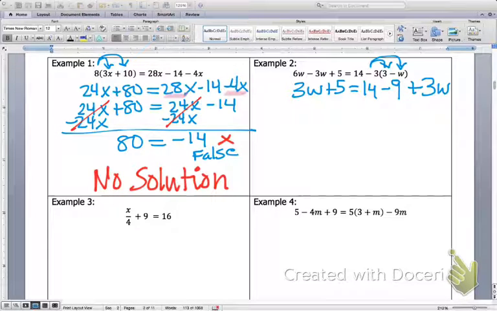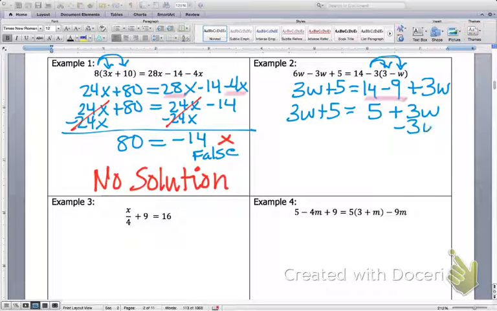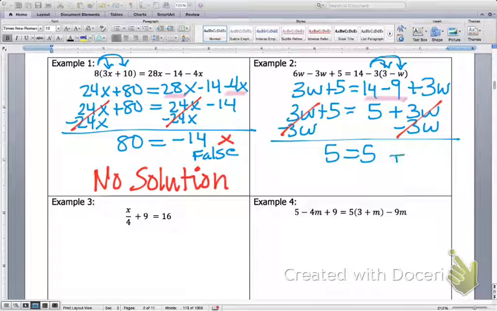Now we're going to go ahead and combine like terms. On the right side, the 14 and the 9 can still combine. So 14 and 9 are on the same side. They can combine, so that's going to give me 5. All right, now I'm going to go ahead and do step 3, which is move my variable to the same side. Again, I can already see that it's the same variable, 3w. So when I move it, it's going to cancel itself out on both ends. So they're both gone. So I'm left with 5 equals 5. This right here is a true statement, which means we have infinitely many solutions.